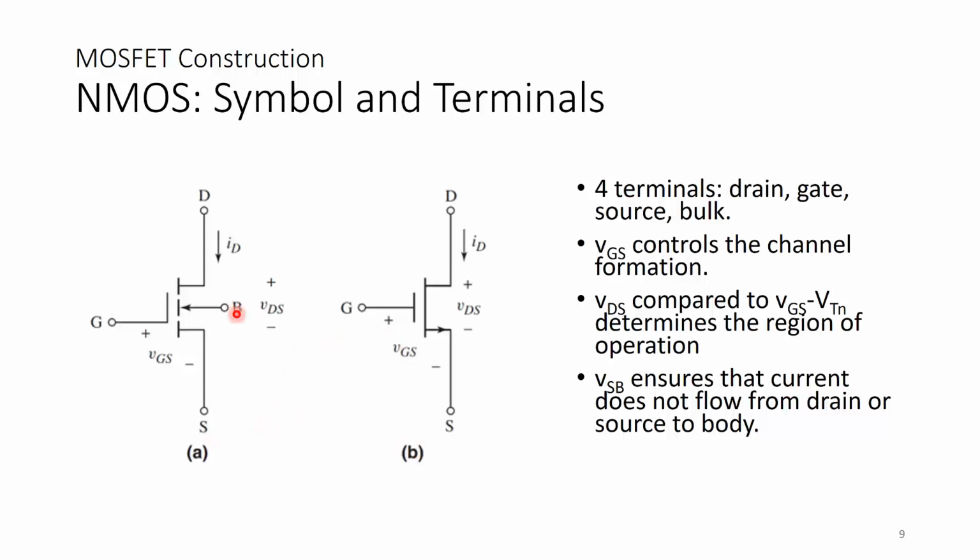Now usually the bulk is either tied to source or it is connected to ground to make sure that the regions between the source and drain and the substrate are reverse biased, so that the current does not flow from drain or source to the body. So usually we know that the fourth terminal exists, but it's not explicitly shown. Okay, so in this text we'll be using this symbol, and it's also easy to draw.